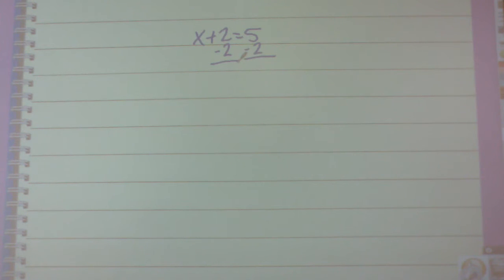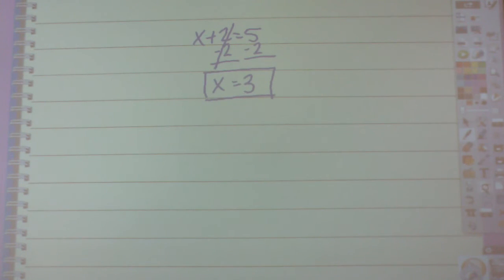Then you think, what is 2 minus 2? Well, 2 minus 2 is 0, so in algebra we say that it cancels. We bring down our x and our equal sign. 5 minus 2 is 3, and that's our answer. X equals 3. Okay? I'm going to go into a few other examples to help.